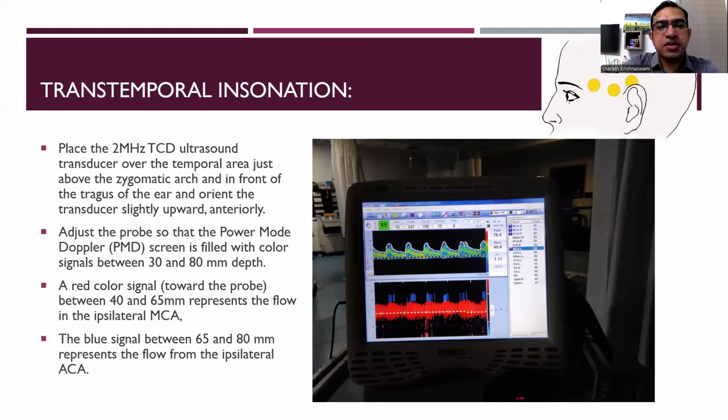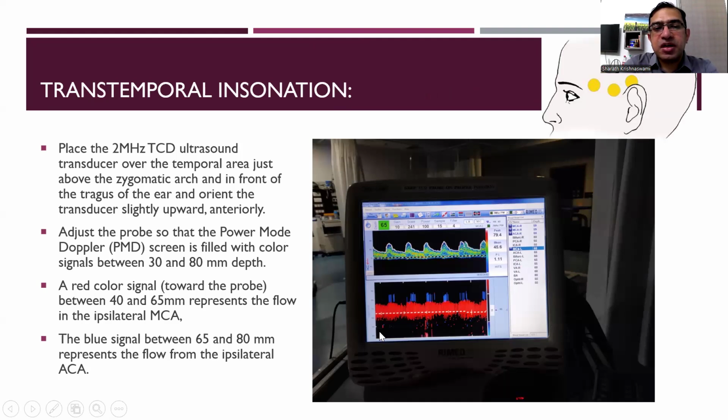Coming to the transtemporal insonation. You begin by placing the 2 megahertz TCD ultrasound transducer over the temporal area, just above the zygomatic arch and in front of the tragus of the ear, and orient the transducer slightly upward and anteriorly. You have to adjust the probe so that the power mode Doppler screen is filled with color signals between 30 to 80 millimeters of depth.